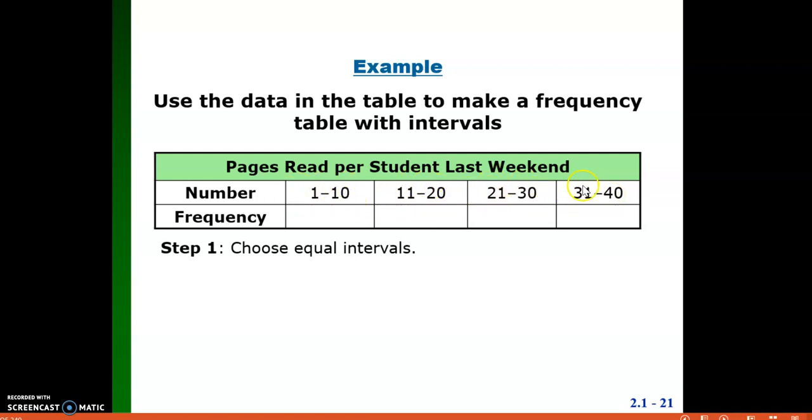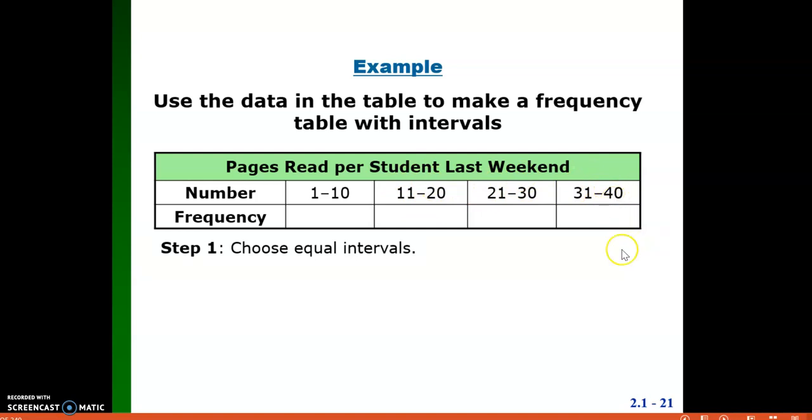How to calculate the class width? For example, 1 to 10. You can manually count 1 up to 10, or find it by 10 minus 1 equals 9. Always you have to add 1 to get the class interval. So 10 minus 1 is 9, 9 plus 1 is 10. That's the class width for this one. The same way here, class width 10, class width 10, class width 10.